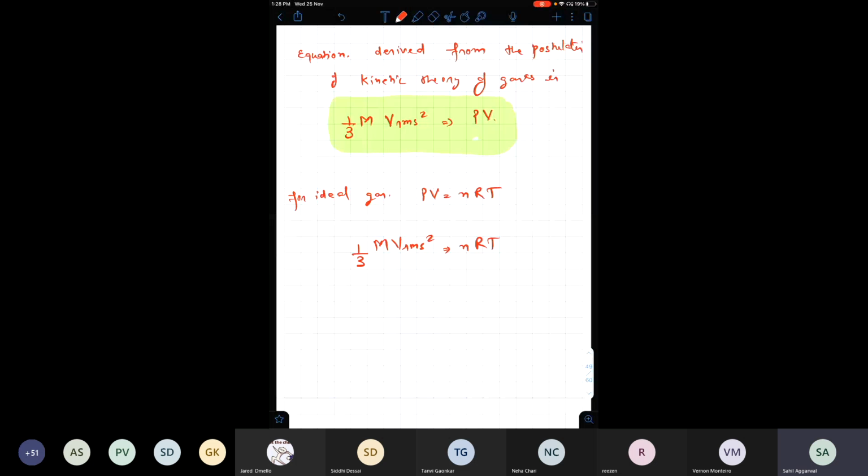Yes, we will come to that. Root mean square velocity also. I thought you must be knowing it. Hello, am I audible?